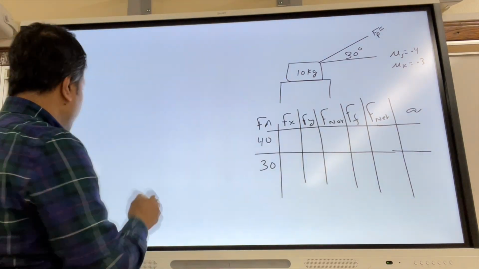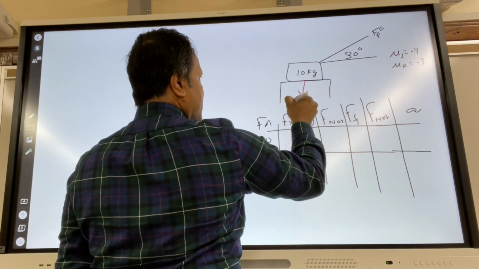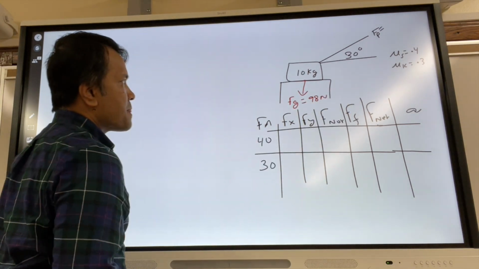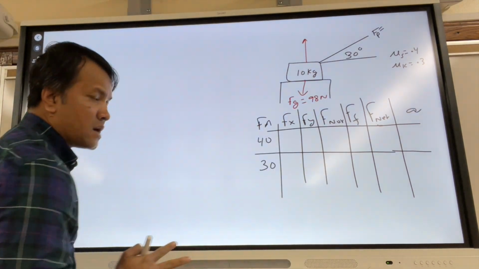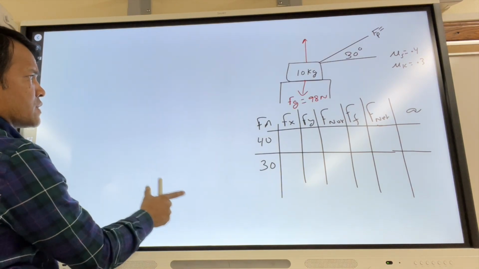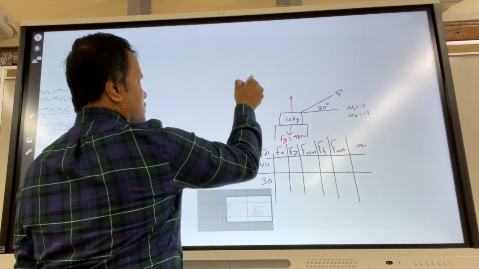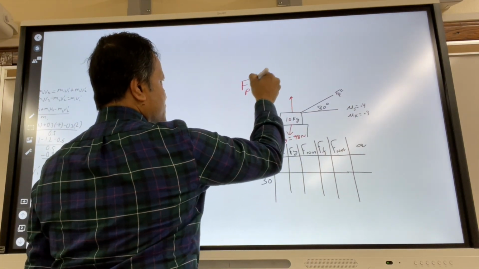So let's find the weight first. The weight, again, Fg is 98 Newton. The normal force would be tricky over here. There would be an upward force. So to find the normal force, we have to be really careful. What we're going to do is write both components of the pulling force.